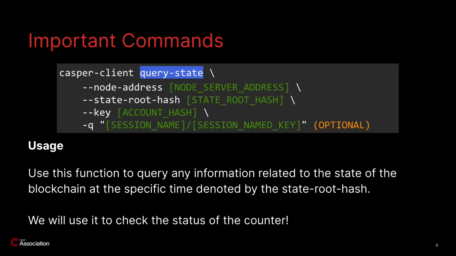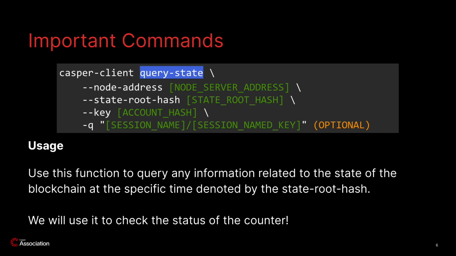Once we have the account and state root hashes, we can query the network state to see what's happening on chain in relation to our account. This command is quite intuitive, even though it may look a little overwhelming at first. The node address, state root hash, and key we discussed a moment ago, but the last query, Q, is something we have not yet looked at. When we do the walkthrough, I'll show you how to query the network with and without this query argument. But to explain its purpose briefly, it essentially lets us dive further into the details of interest.